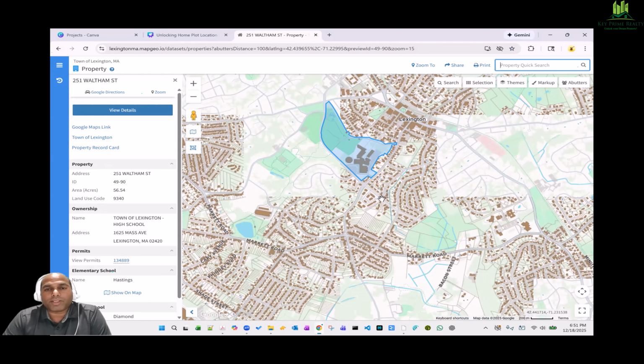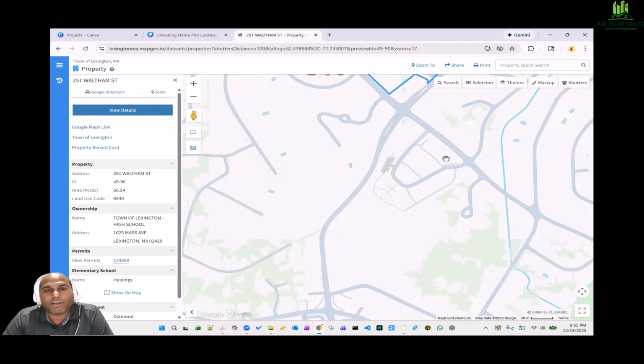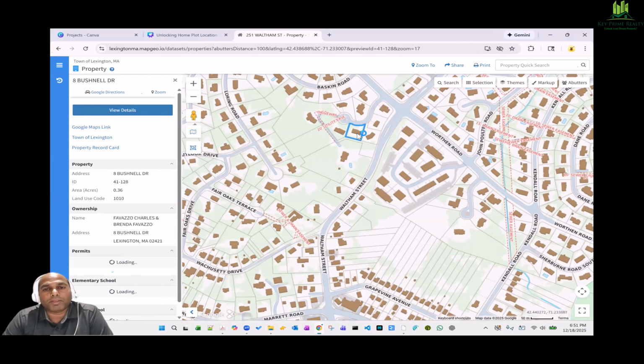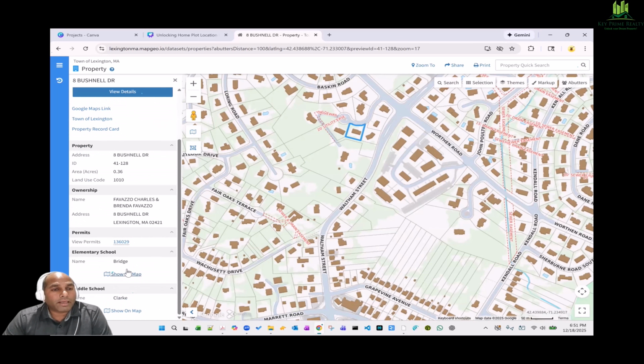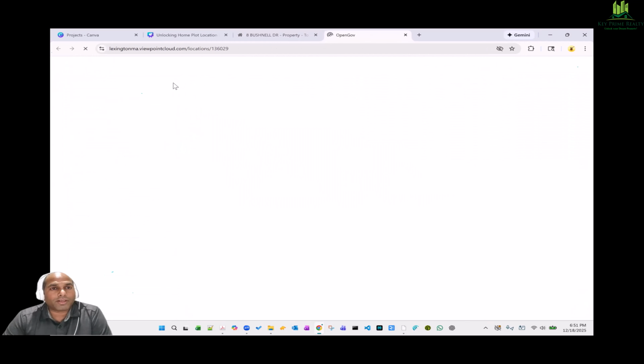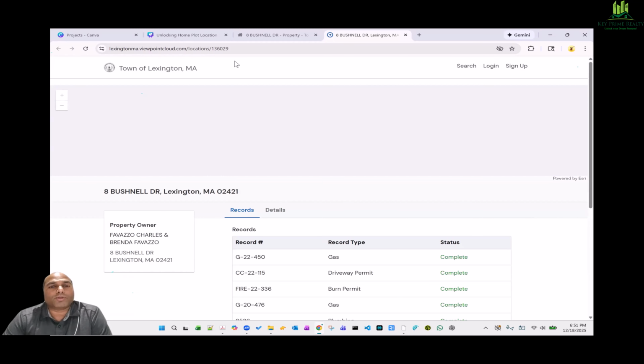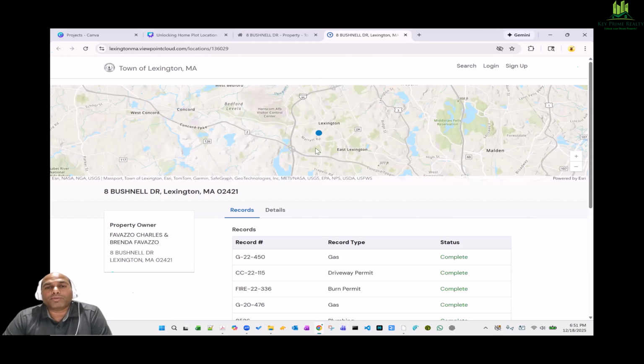So I happen to select, if you really want to select a piece of land owned by a private individual, say, 8 Bushnell Drive is owned by these people. And then actually this gives you permits on the property too. This is one of the websites that we'll be going through.